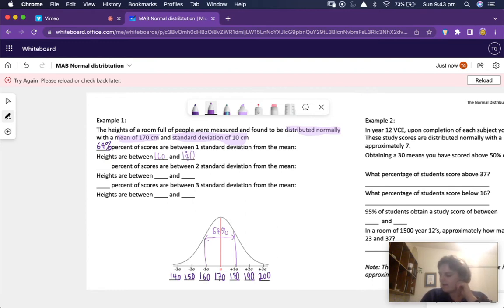Next, it's asking us how many percent of scores are between two standard deviations from the mean. So within two standard deviations from the mean, here's two. We know from our rule that this represents 95% of our data.